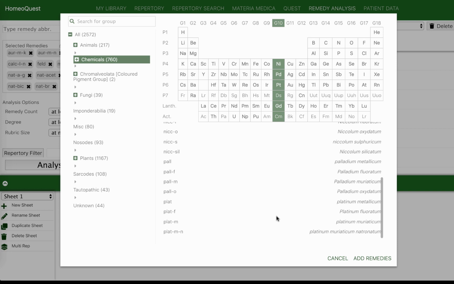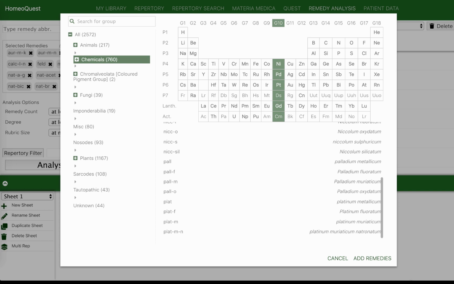So there is no barrier here. You can select groups, you can select columns, you can select kingdoms, sub-kingdoms, and you can basically learn the Materia Medica from so many different facets. And that's the beauty of group analysis.